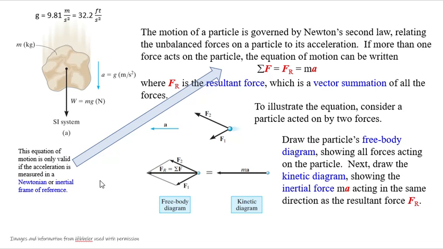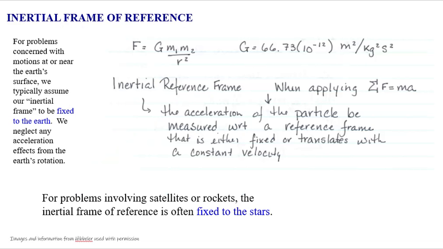But I want to point out that this equation of motion is only valid if the acceleration is measured in a Newtonian or an inertial frame of reference. All right? This is only valid in a Newtonian or an inertial frame of reference. And that's really important to think about, because we always talk about this summation of forces equals mass times acceleration, but if I'm dealing with other frames of reference, I may not be able to use this equation. It's a special case, and we know we're going to have to draw our free body diagrams. So let's take it a step further.